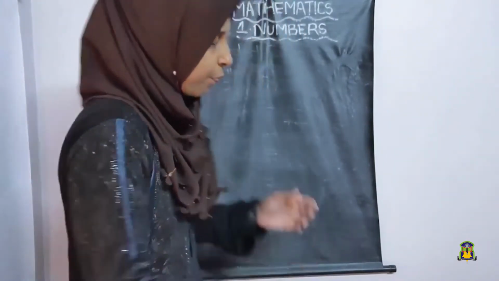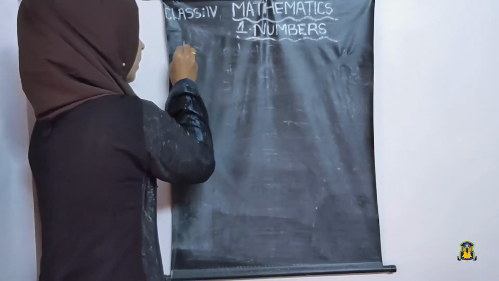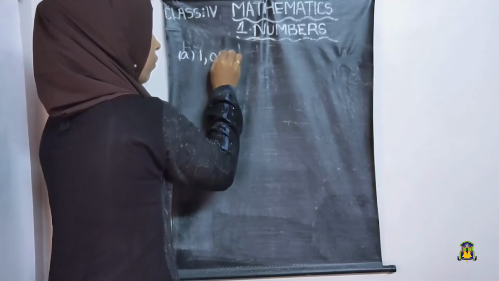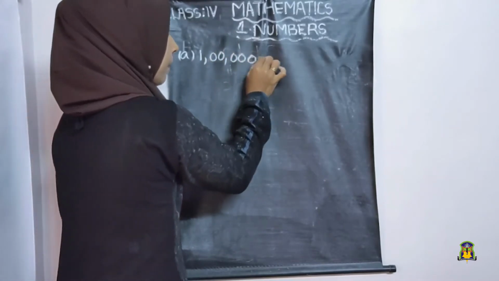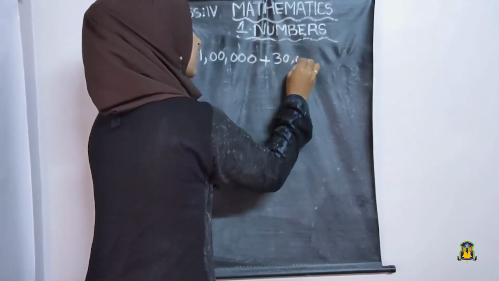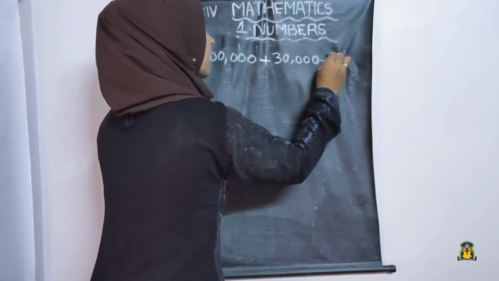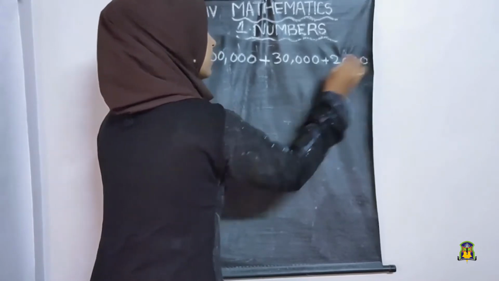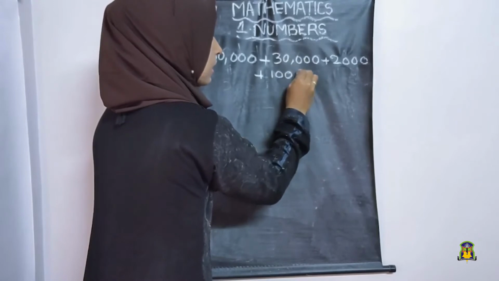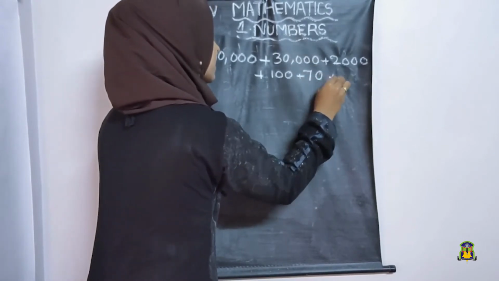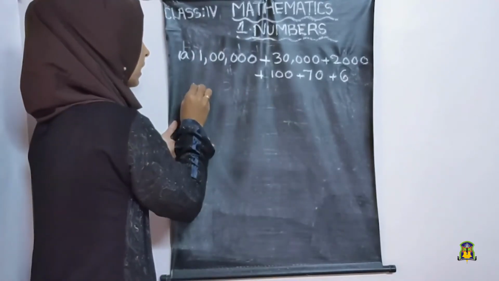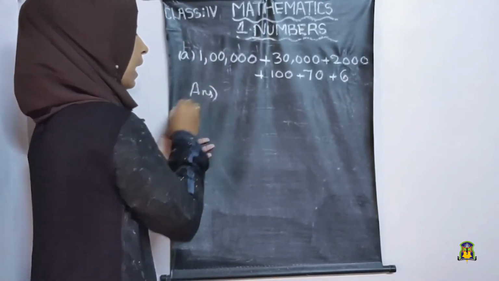Okay, which is the first one? A. This is the first one: 1 lakh plus 30,000 plus 2,000 plus 100 plus 70 plus 6. So this is the expanded form given. We want to write the short form of the number.